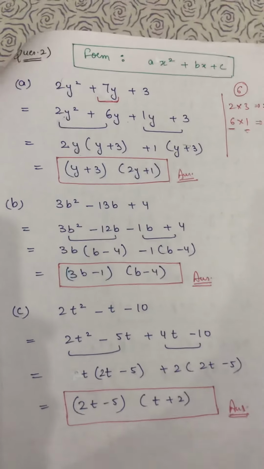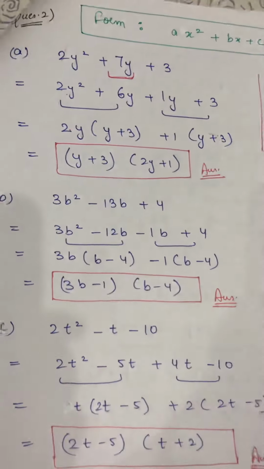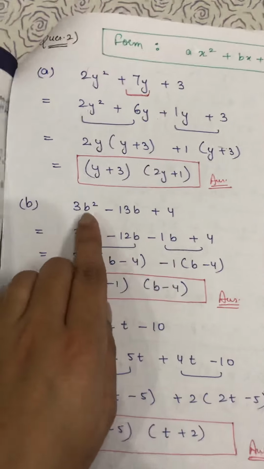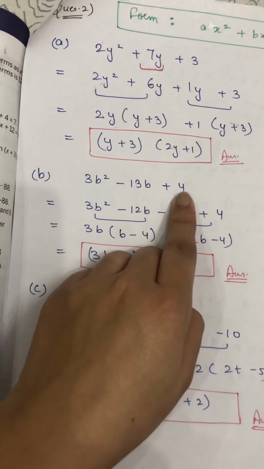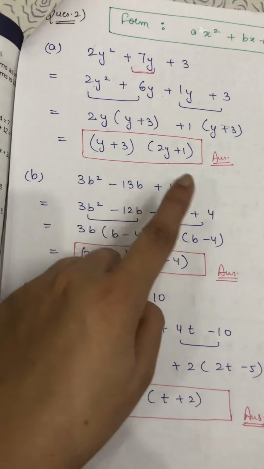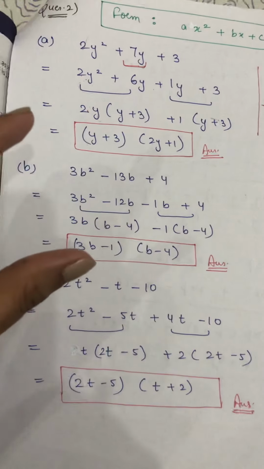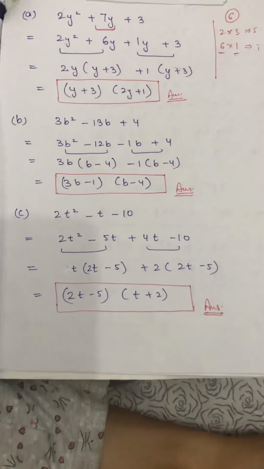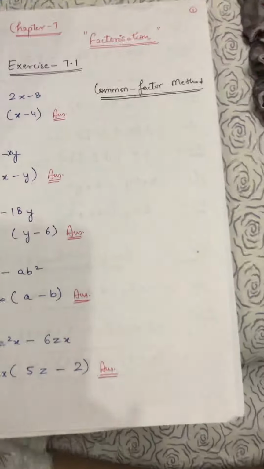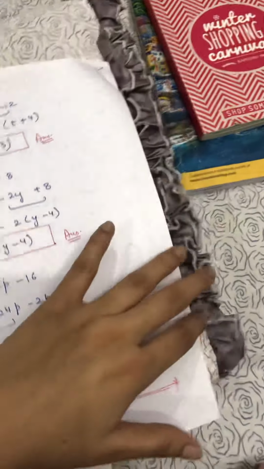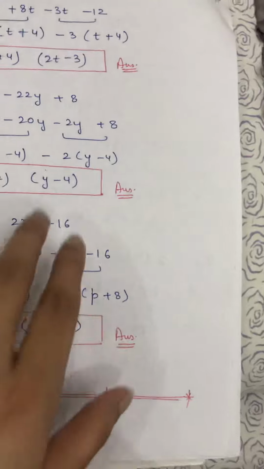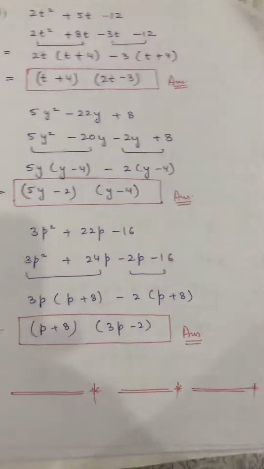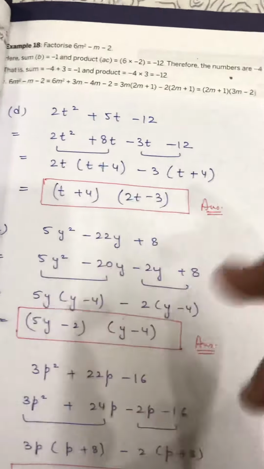So in this way you have to solve B part, C part. The concept is you have to multiply this one term and this one term. You have to multiply these two terms, then make factors of that and then split the middle term. So in this way you have to solve B part, C part and the rest of the parts. This is your D part, this is your E part, this is your F part. Let me tell you one more part. I'll tell you D part.